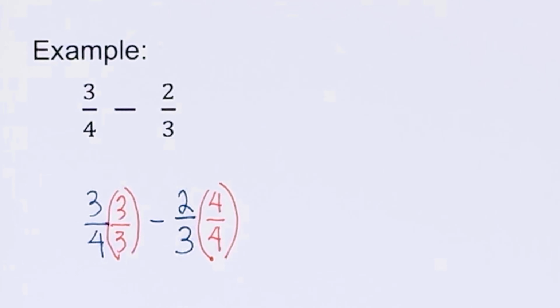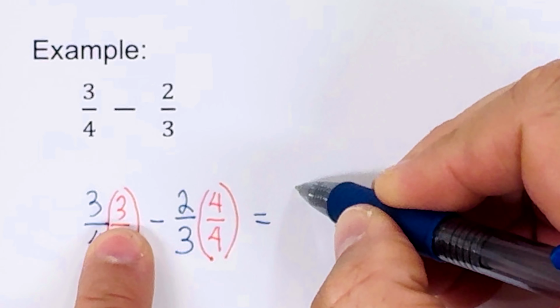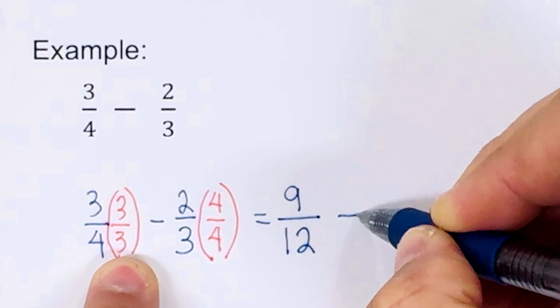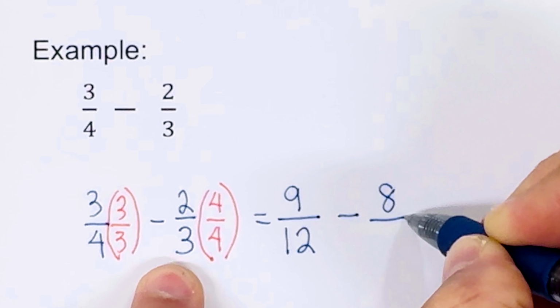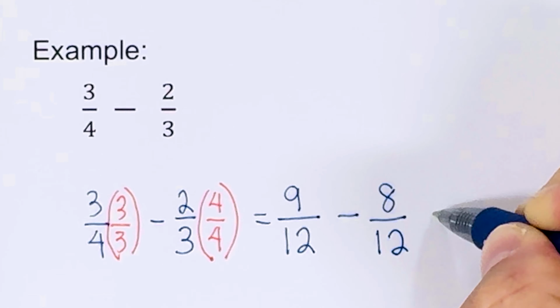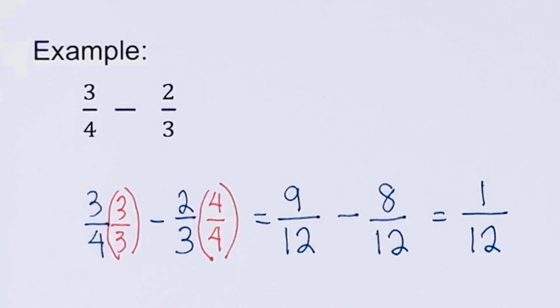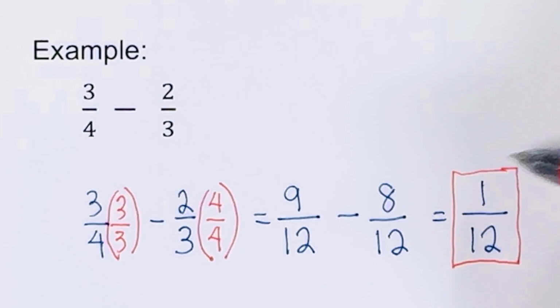And then we go ahead and simplify this. So we say 3 times 3 is 9 over 4 times 3 is 12, minus 2 times 4 is 8 over 3 times 4 is 12. So then 9 minus 8 is 1 over 12. So this is the difference between these two fractions. Now let's go over the next example.